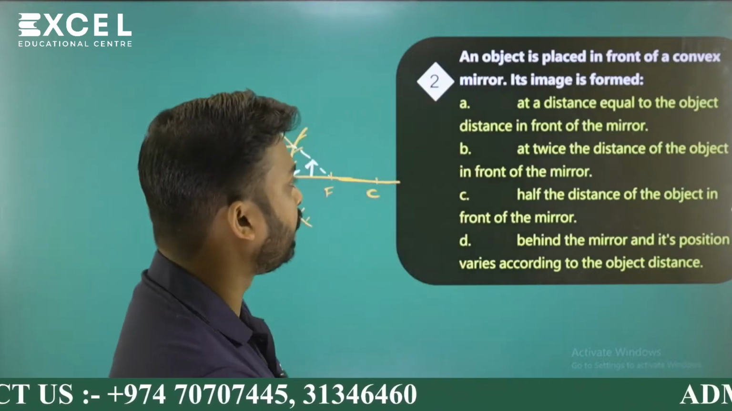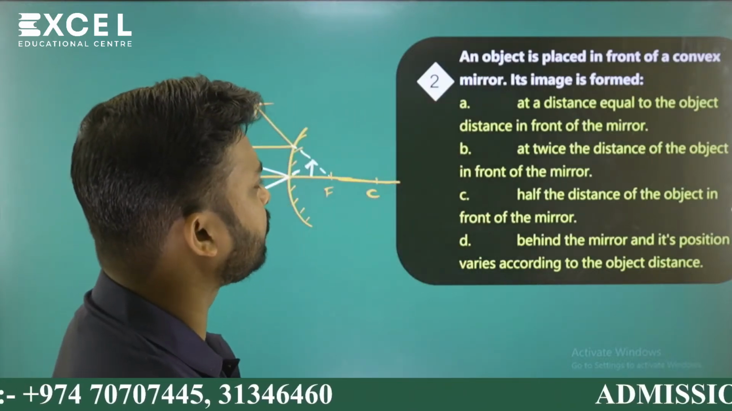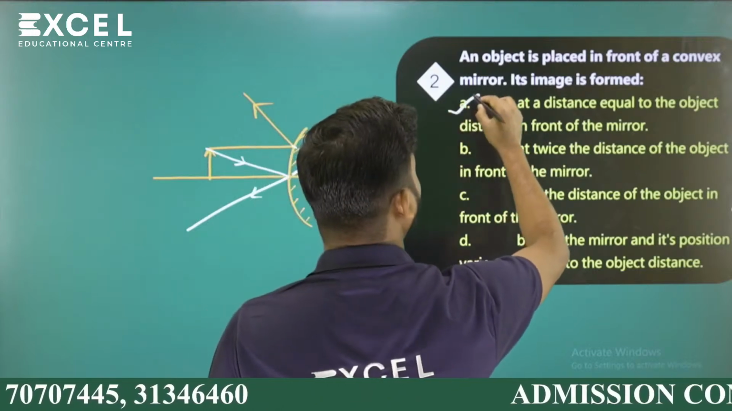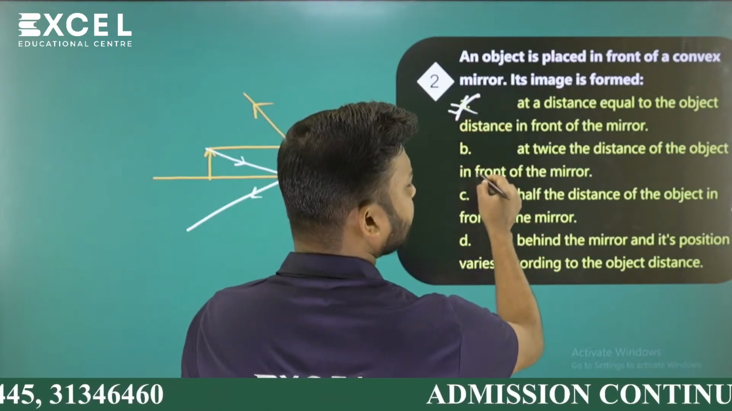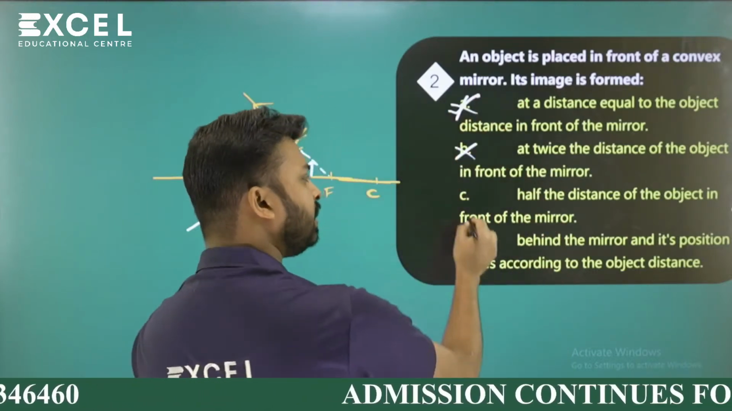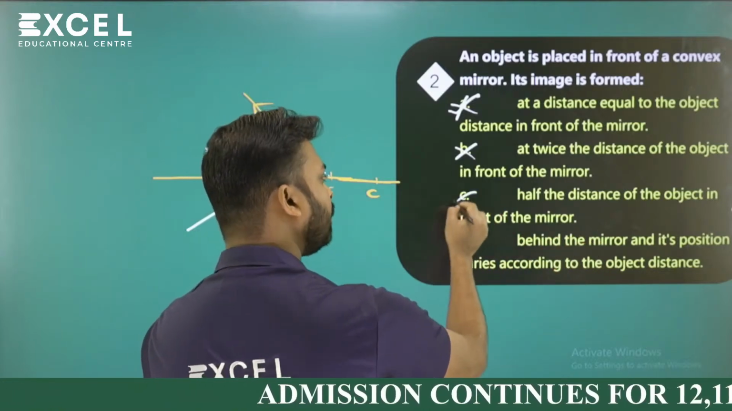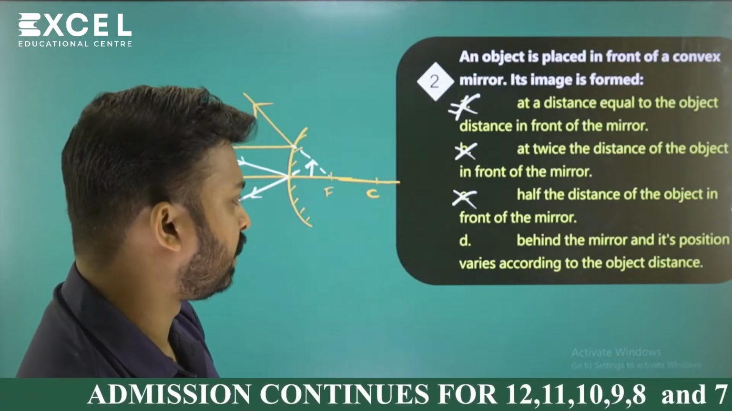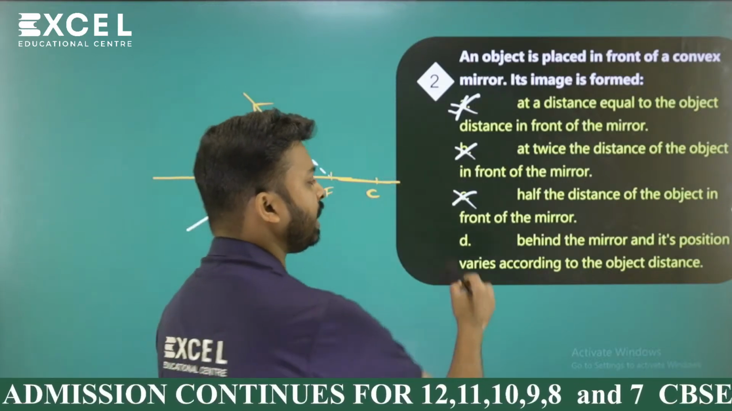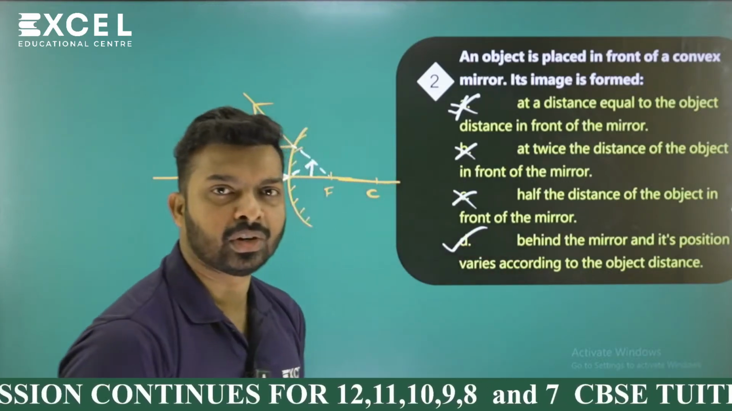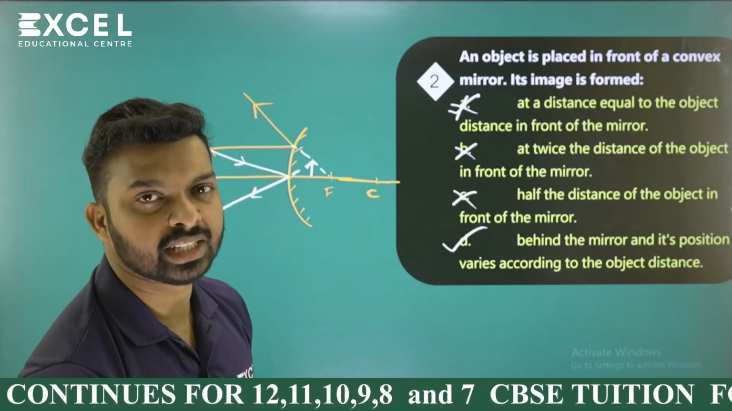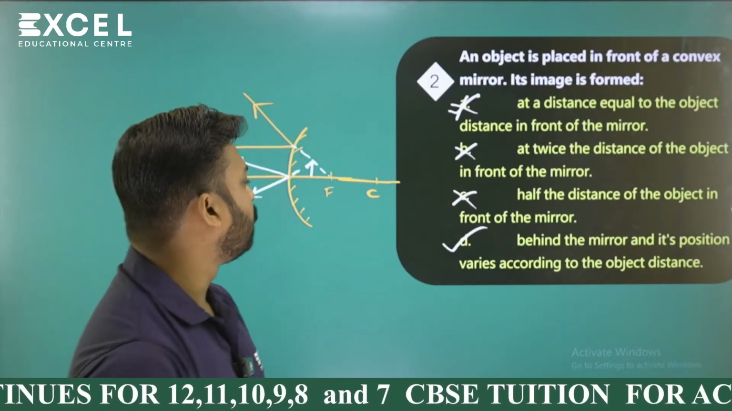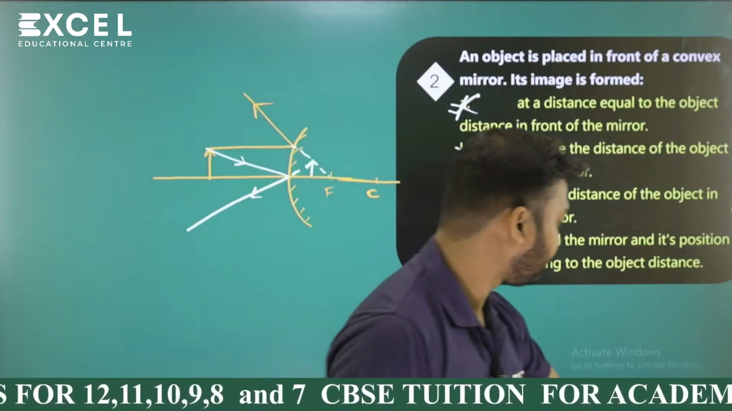Understood? So what is the option? At a distance equal to the object distance, no, it is not in front of the mirror. Twice the distance, it is not. Half the distance of the object, not in front. The image will be formed behind the mirror, okay. So option D is the right answer. Now let's go for the next question.